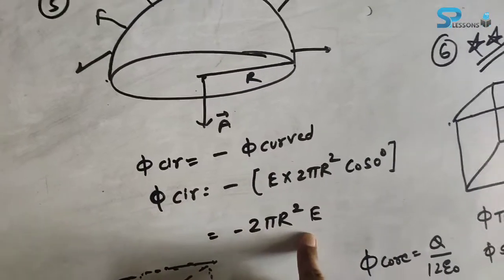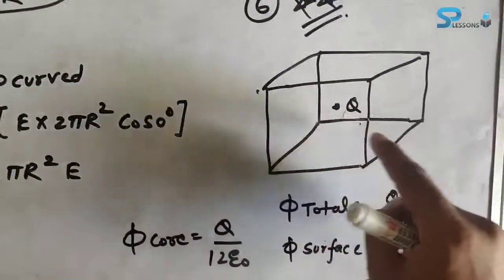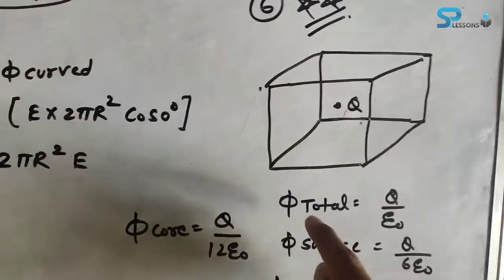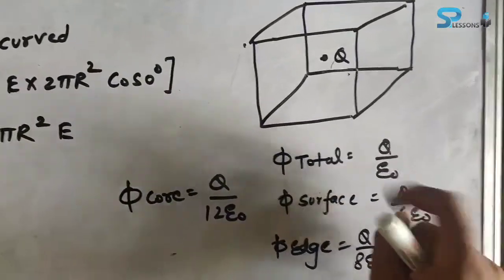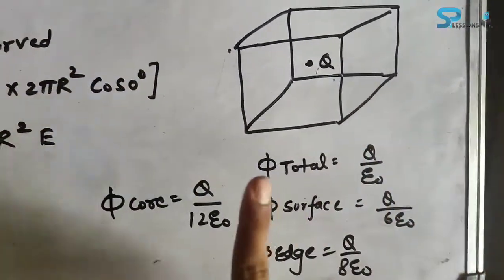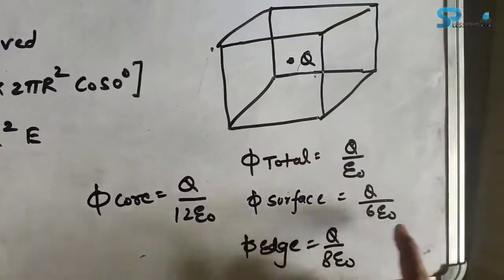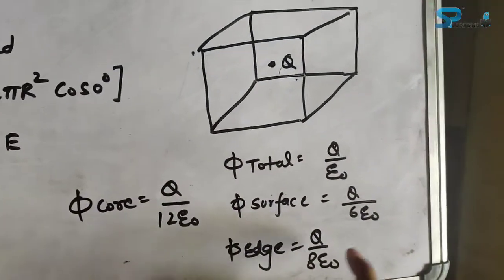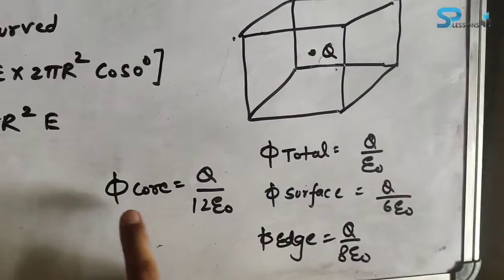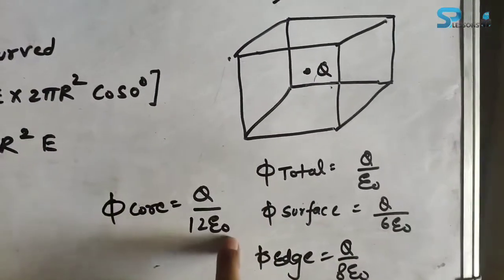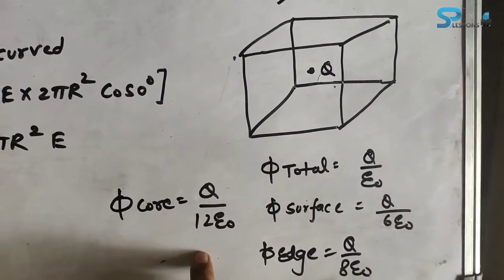The most famous question: when the charge q is present at the center of the cube, the phi total equals q upon epsilon naught. The phi for one surface equals q upon 6 epsilon naught. The phi for an edge equals q upon 8 epsilon naught, and the phi for a corner equals q upon 12 epsilon naught. Remember this thing, very important question.